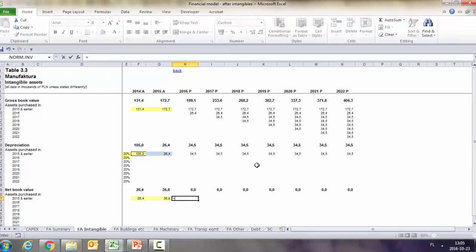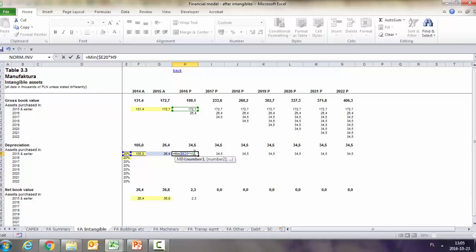Net book value is equal to the net book value from the previous period minus depreciation for this period. And as you can see here, the net book value is 2.3, whereas the depreciation is equal to 34.5. So what we have to do here is make a minimum condition stating that the depreciation cannot be higher than the net book value.